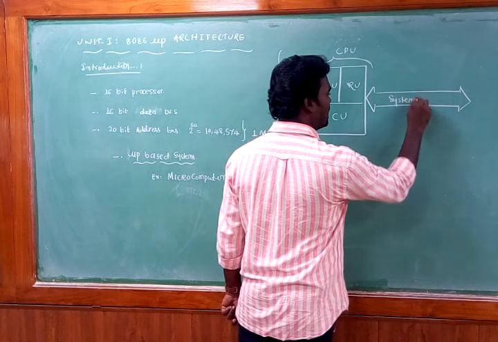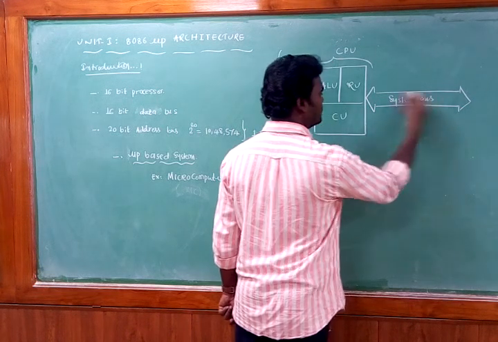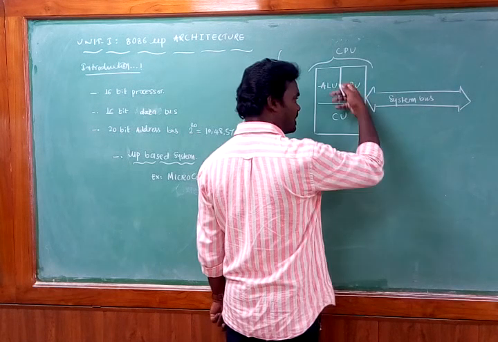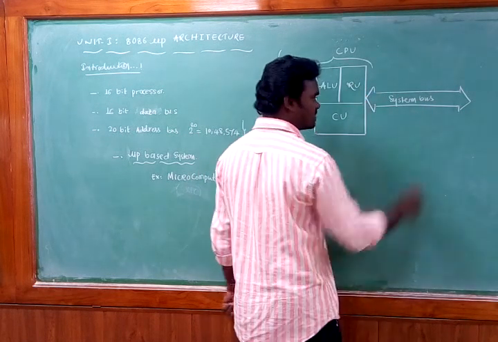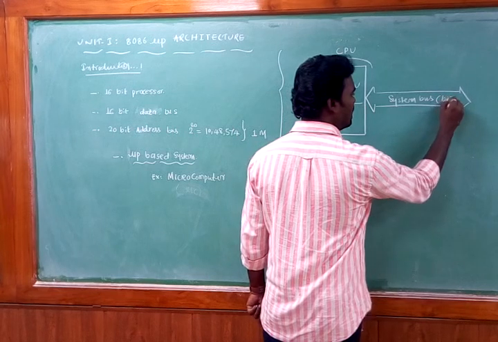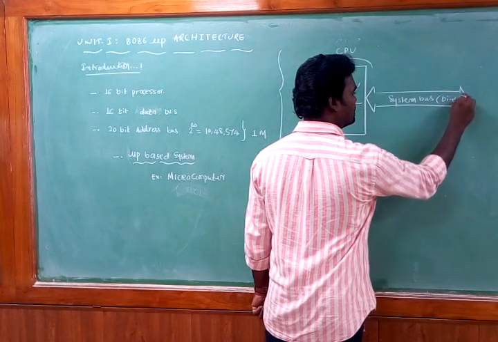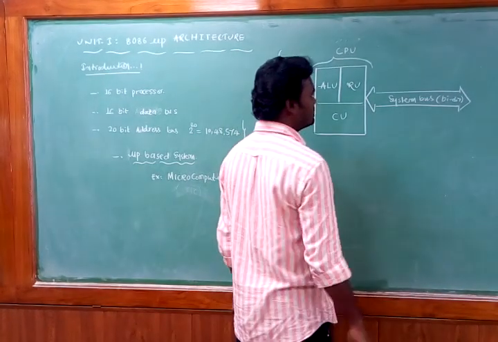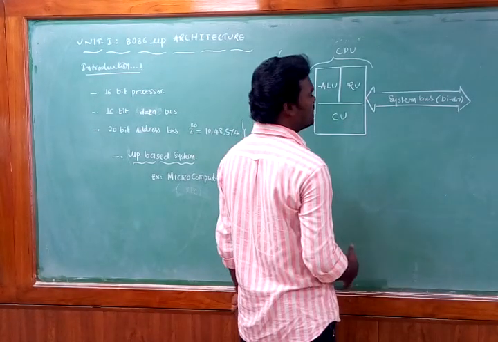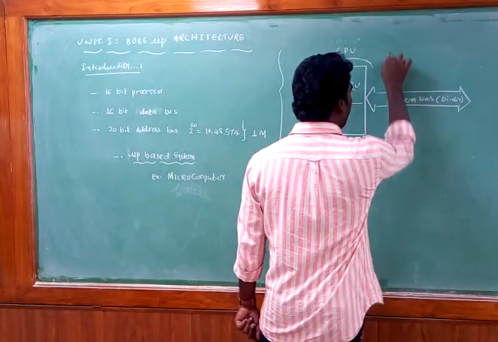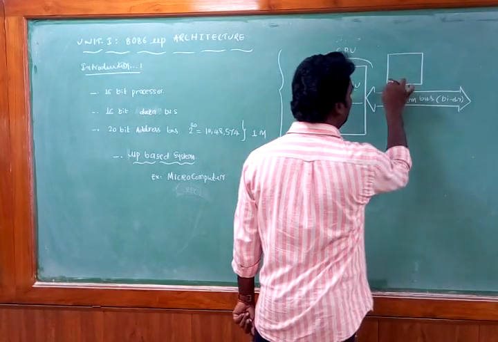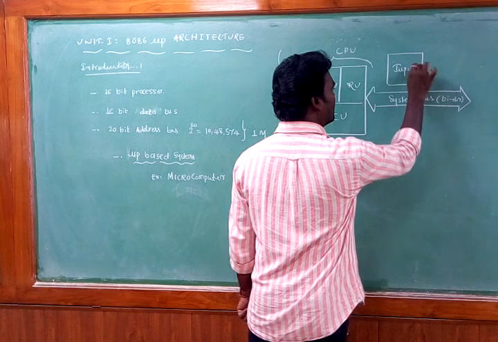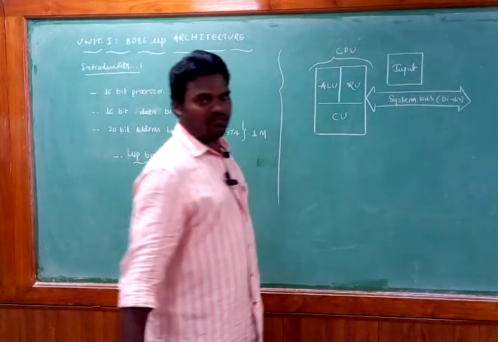System bus is bidirectional because it can give data to the processor and it can retrieve data from the processor. By using this system bus, the processor can communicate with the input output devices. First, in the input output devices, I am going with the input. From this I can give the binary information. Input must be in the form of binary.